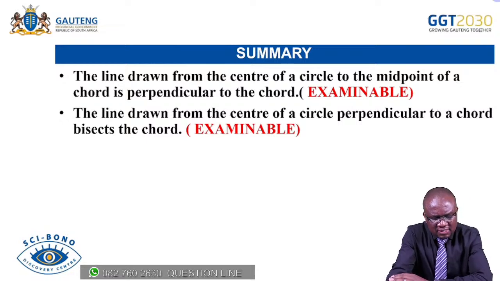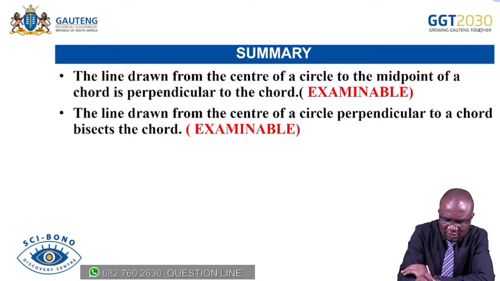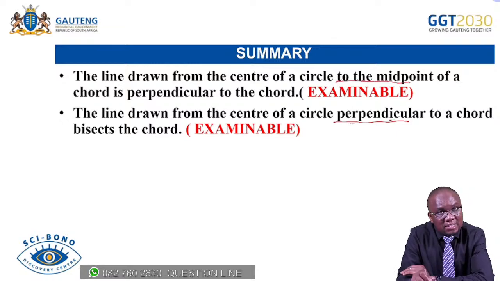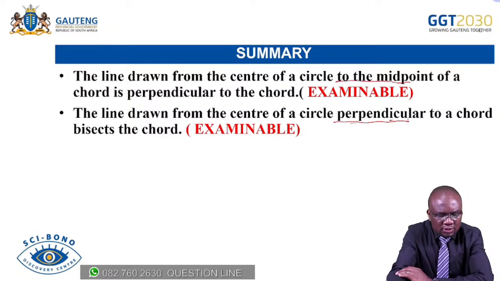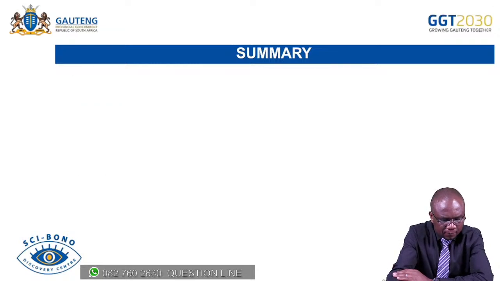The line drawn from the center of a circle perpendicular to a chord bisects the chord. They almost sound the same. Here it is to the midpoint; this one is perpendicular, the converse of that. To the chord, it bisects the chord. And then the perpendicular bisector of a chord passes through the center of the circle. We must know how to apply this theorem.